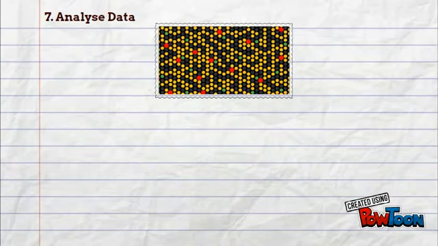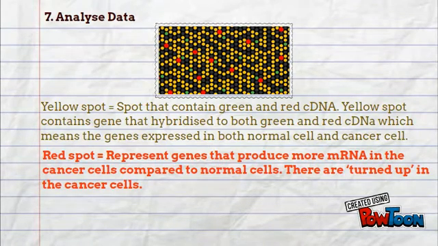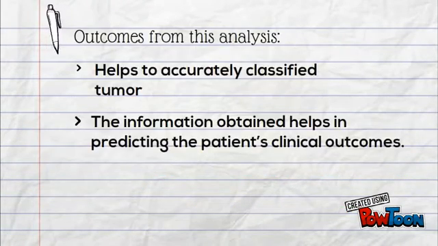From the figure shown, yellow spot represents genes that are expressed in both normal cells and cancer cells. Red spot represents genes that are turned up in cancer cells. Lastly, green spot represents genes that are turned down in cancer cells. From this analysis, it can help to accurately classify tumor, and this information obtained helps in predicting the patient's clinical outcomes.